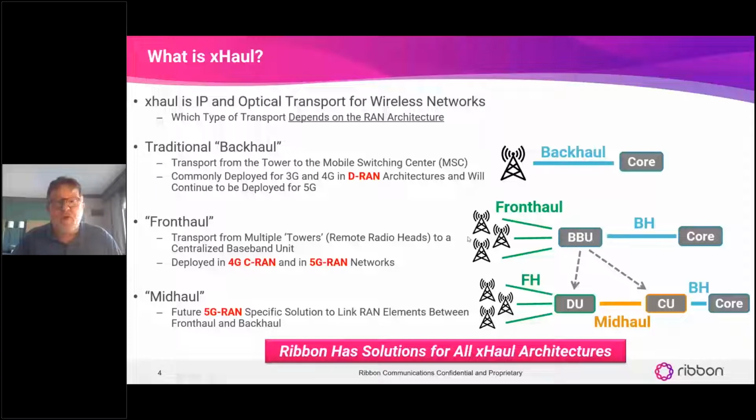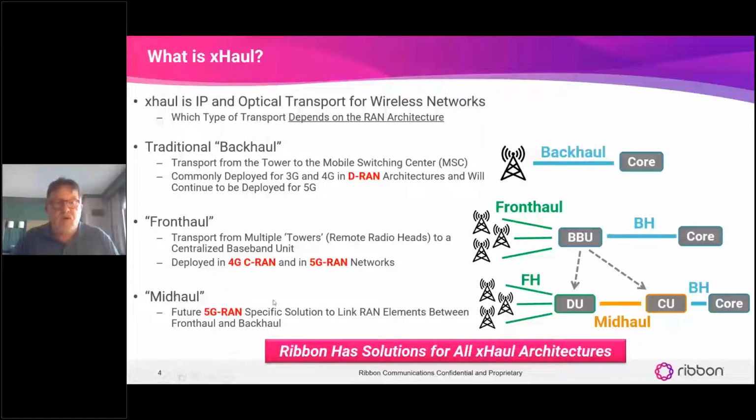So moving down to front haul, we are moving information from the tower up to the BBU over these green lines, which are titled front haul. So that's the front haul piece. Note that from the BBU to the core, we are still backhauling. Okay, so in this case we've got front haul and then we've got backhaul.